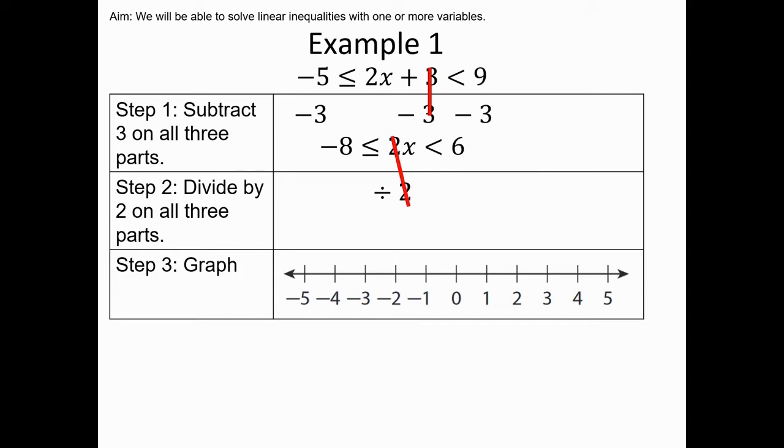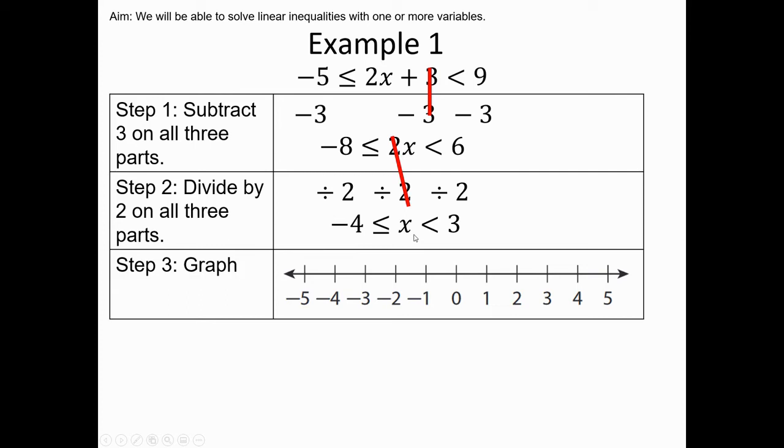But just to keep that balance, I'm going to divide by 2 on everything, on the left side and the right side. In the middle, we know it's going to be an x. So let's do the left side now. -8 divided by 2 is -4, and 6 divided by 2 is 3. Now we have this nice simplified inequality, and I see x is going to be between the numbers -4 and 3.